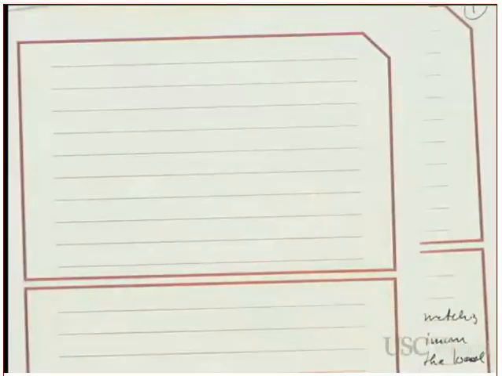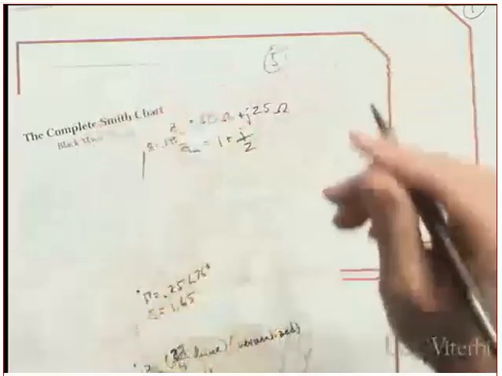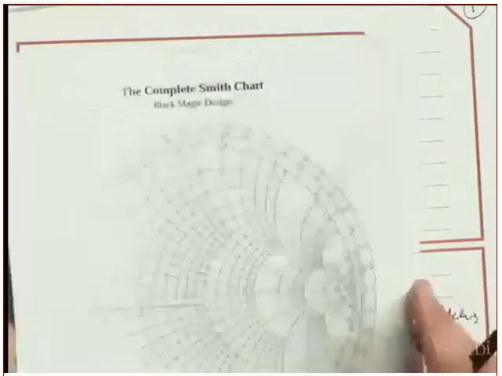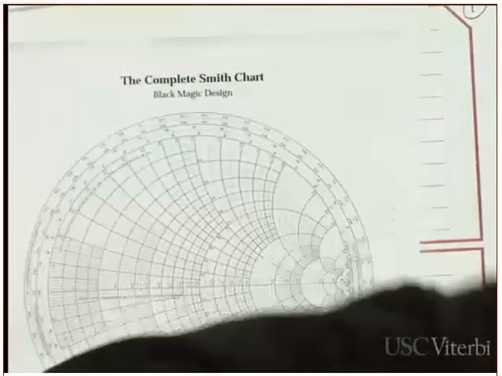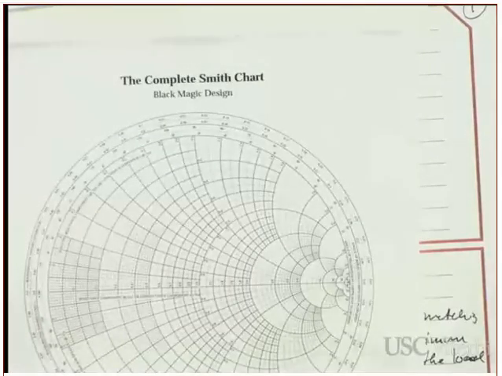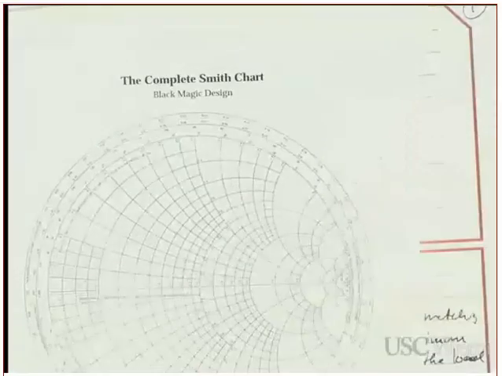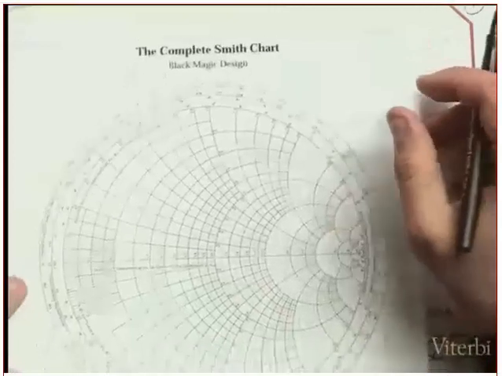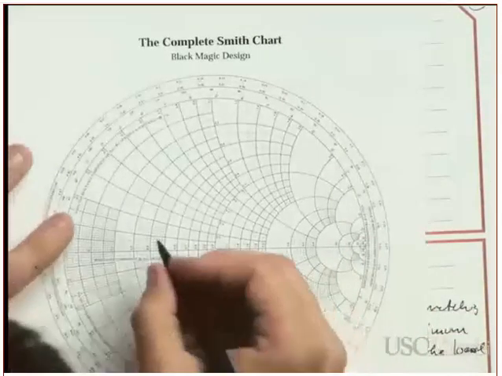So let's see if we can get through matching on a Smith chart, which is kind of a whole other beast. Well, it's not a whole other beast because it's pretty similar, but there are several things that I want to tell you first. Okay, and those things are this. All of this stuff is sort of marked on the Smith chart.